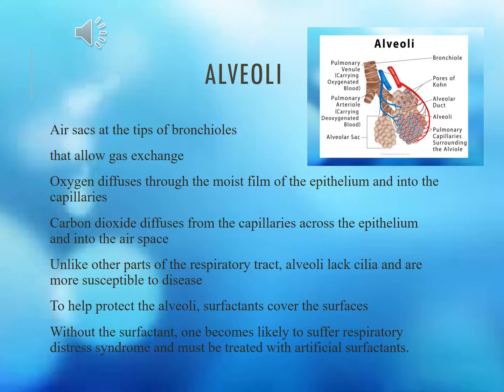And then last is the alveoli. These are the air sacs at the tip of the bronchioles that allow for gas exchange. When inhaling, oxygen diffuses from the moist film of the epithelium and then into the capillaries. When exhaling, carbon dioxide diffuses from the capillaries across the epithelium and then into the surrounding airspace. Unlike other parts of the respiratory tract, such as the air passageways, alveoli lack cilia and are therefore more susceptible to disease. To counteract this susceptibility, the alveoli are covered in surfactants.